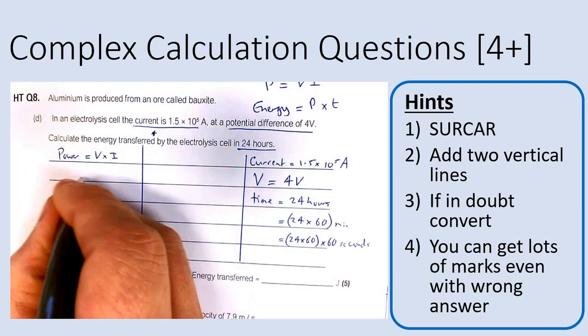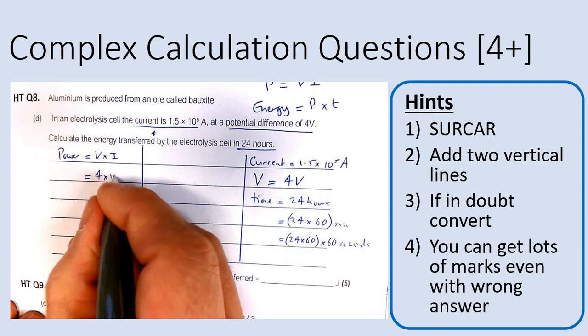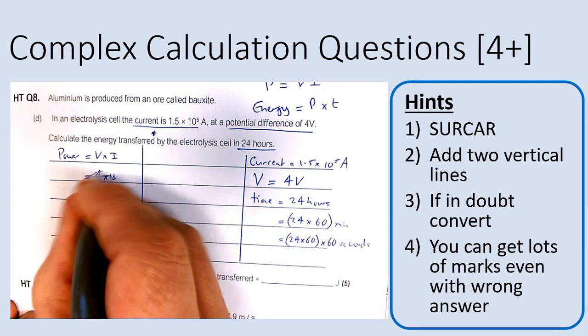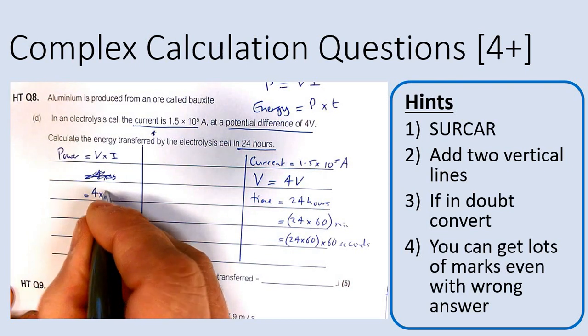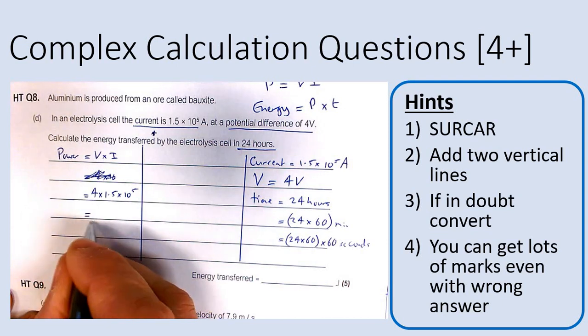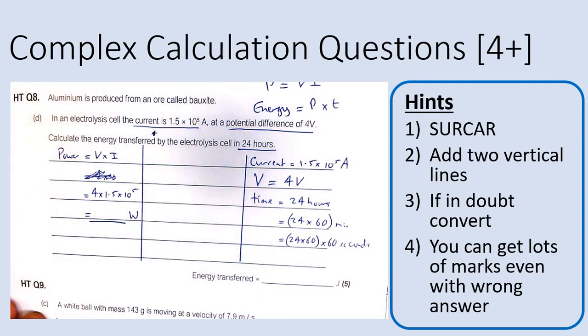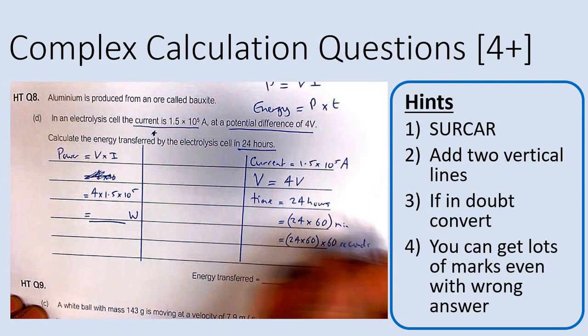equals V times I. And I'm going to substitute in my V and I. I already know what they are. 4 times 1.5 times 10 to the 5 equals whatever it is in watts. Okay, I've got another mark, maybe 2 marks for doing this already. So that takes me up to 3 marks, maybe 3 marks for definitely.